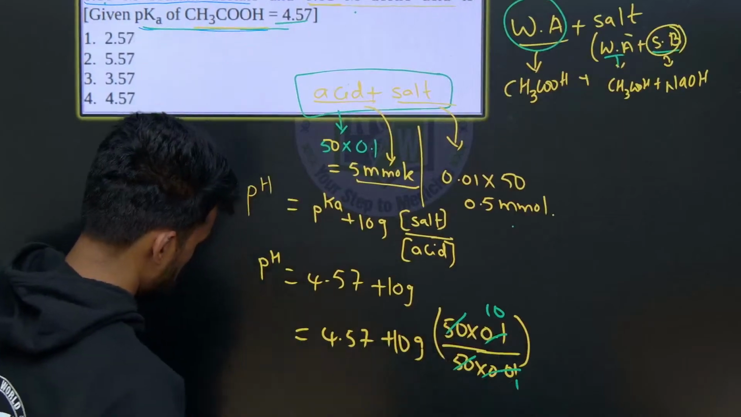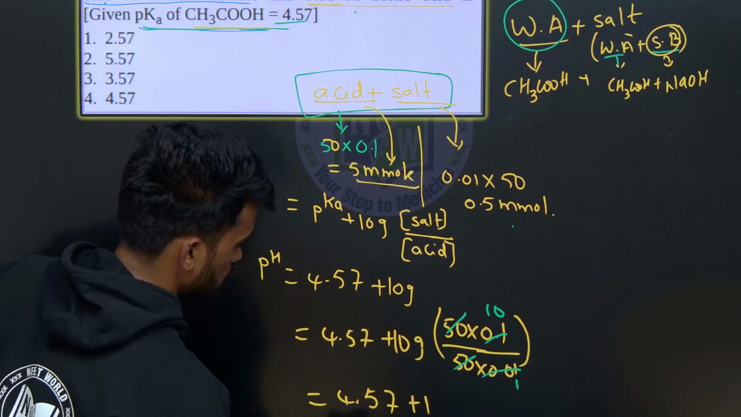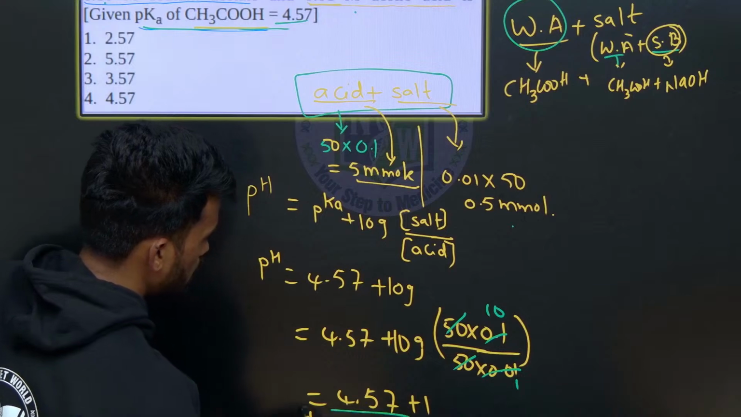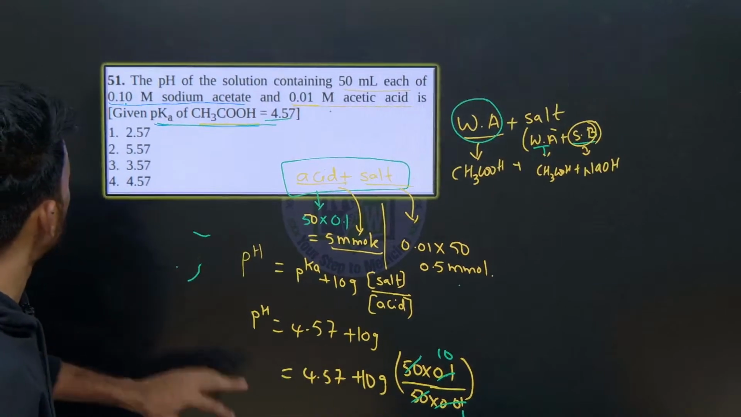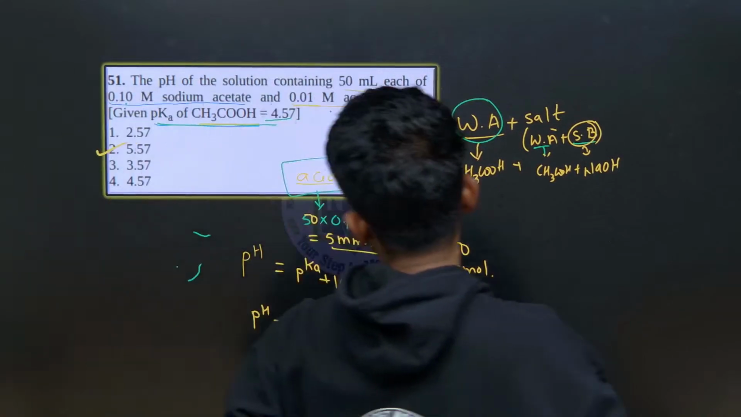Therefore, what is the final answer we are getting? Here 4.57 plus 1, so this will be 5.57. So this is how you need to calculate the pH of a buffer. Okay, pH of an acidic buffer. So here we have option number 2, which is 5.57. So that is the answer we got.